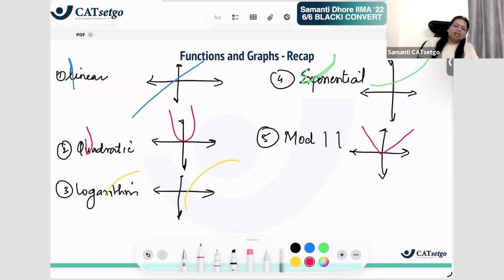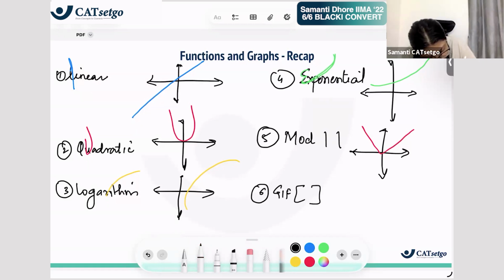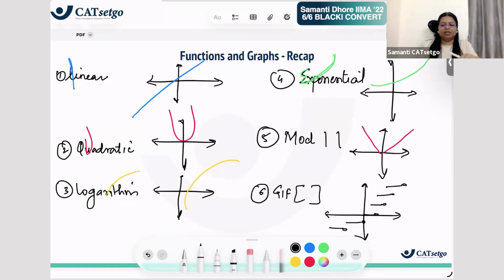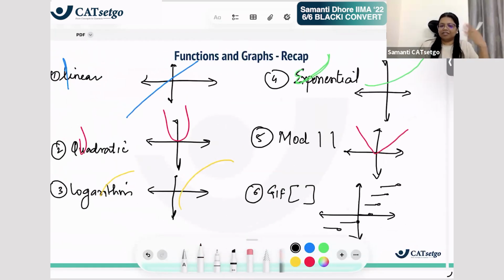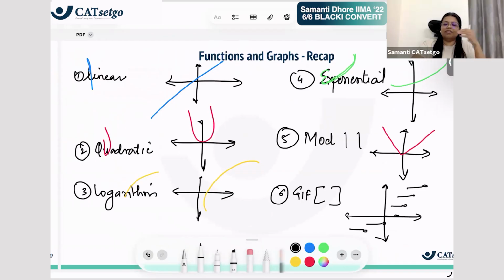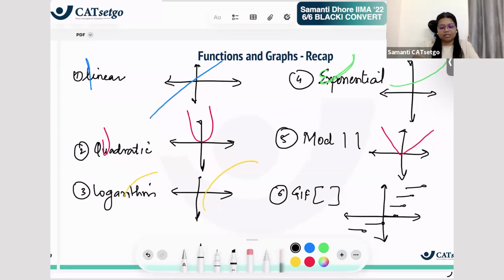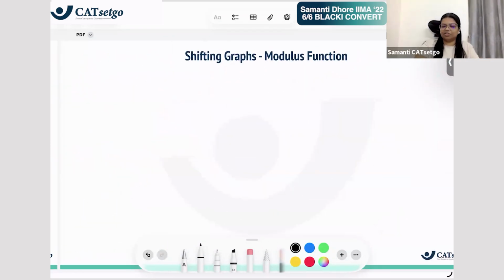ठीक है. So these are some functions that we remember. And then lastly we had learned the step function, greatest integer function. याद है बॉक्स में हम लिखते थे. तो ये स्टेप है, ऐसे ही इसको याद रखो कि it forms steps, right? So these are the functions that we learned. हमने लीनियर फंक्शन का शिफ्टिंग तो देख लिया. You saw how I shifted linear function, right? अब let us shift the modulus function. ठीक है. Let us shift the modulus function.